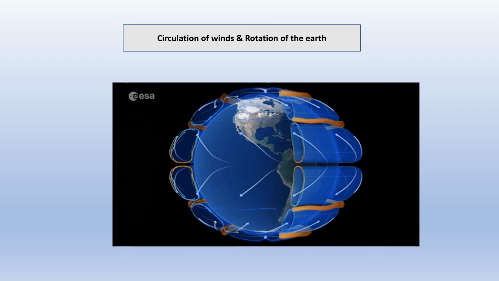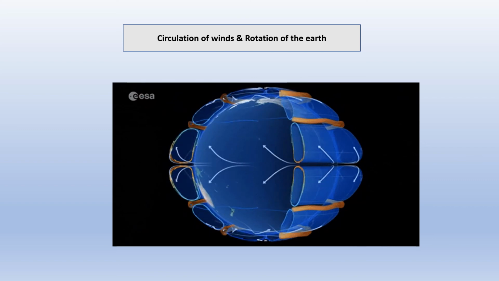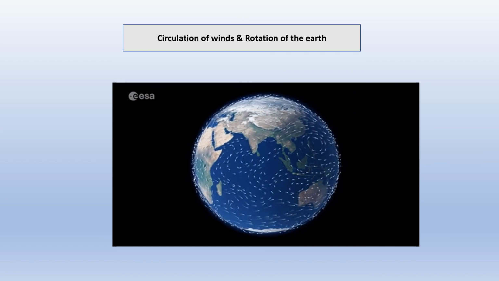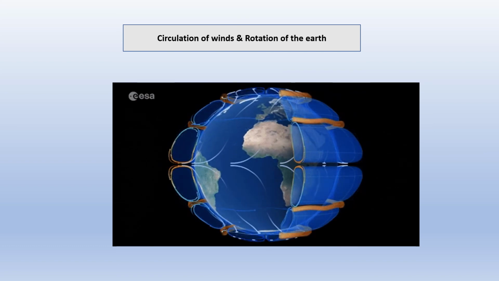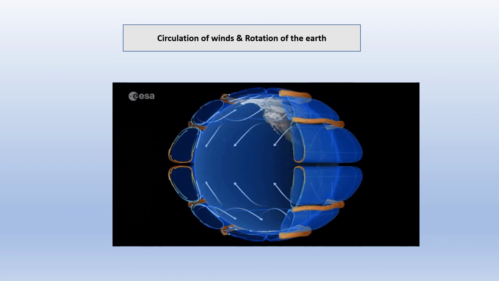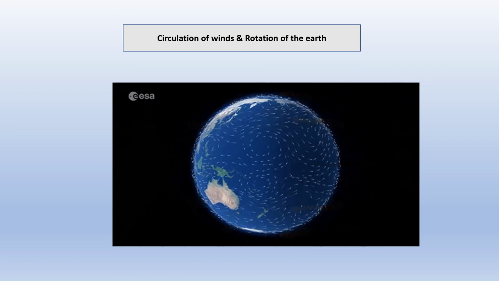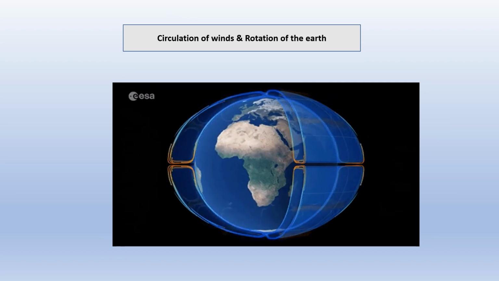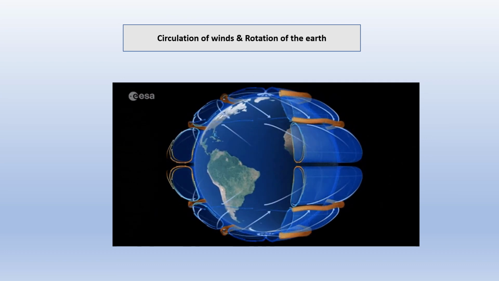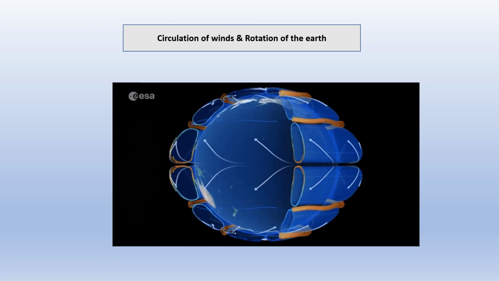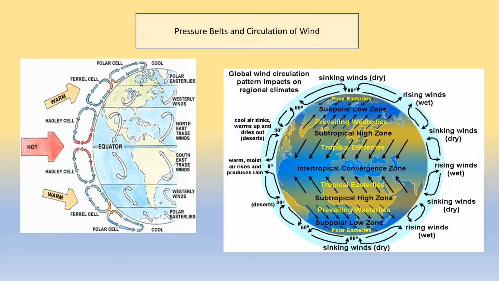A very interesting model shows how it moves, and it's very easy to understand the tricellular model. Just a small picture for you to understand how these winds originate. The earth is moving from west to east. The winds which are coming from the north get deflected to the right hand side, and from the south they get deflected to the left hand side. In the northern hemisphere, the winds blow in a clockwise direction, and in the southern hemisphere the winds blow in the anti-clockwise direction.